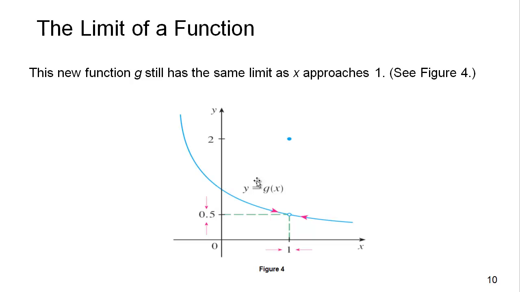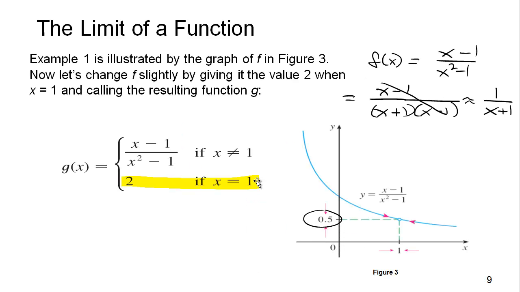Doesn't really change things, right? Whether it's defined there or not, we still know that the limit is still 0.5. We can see it algebraically, because this one reduced, we can see that it's 0.5. If it didn't reduce, then we would have to look at the graph, or we would have to look at those tables of values.